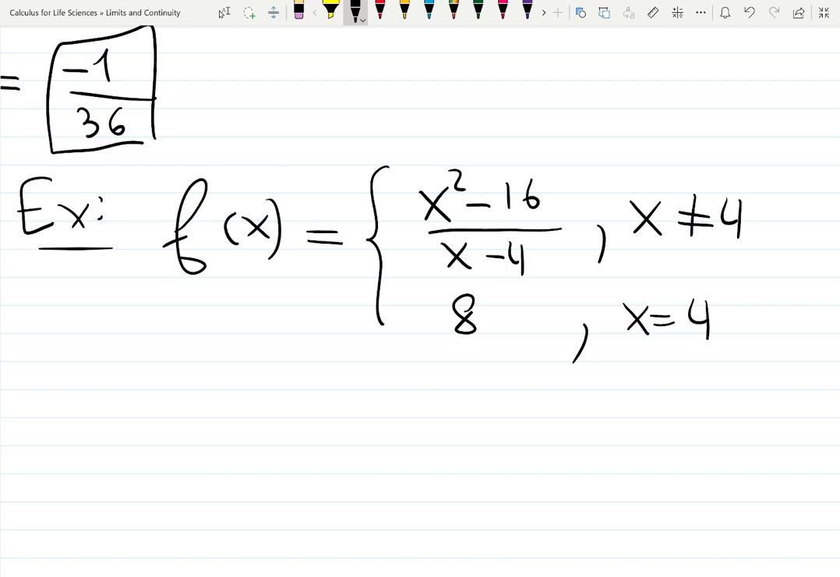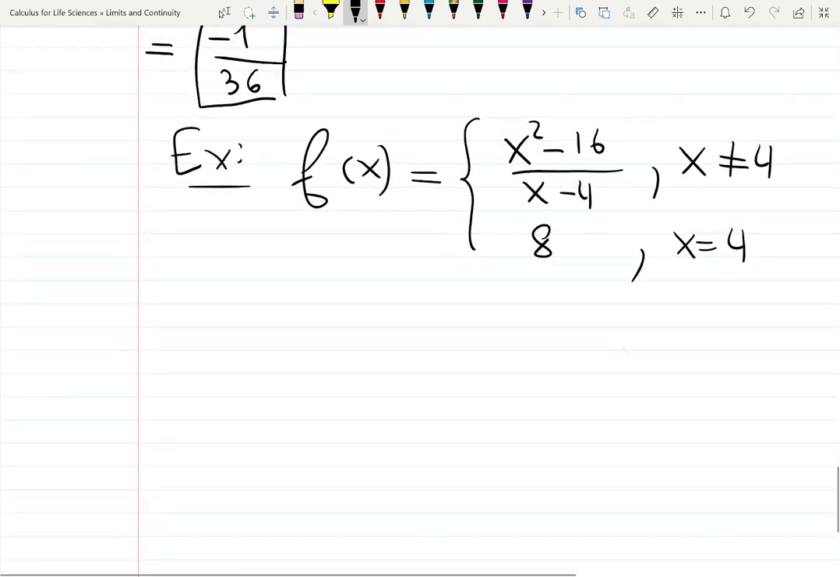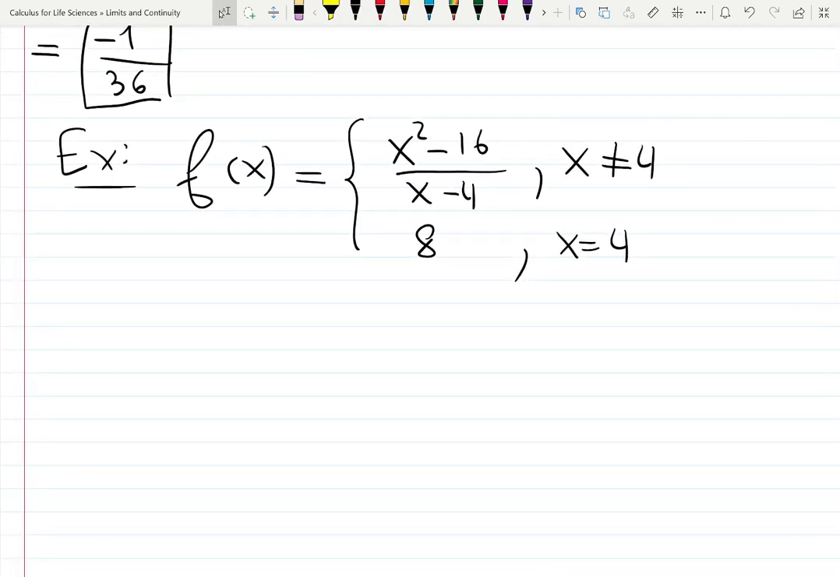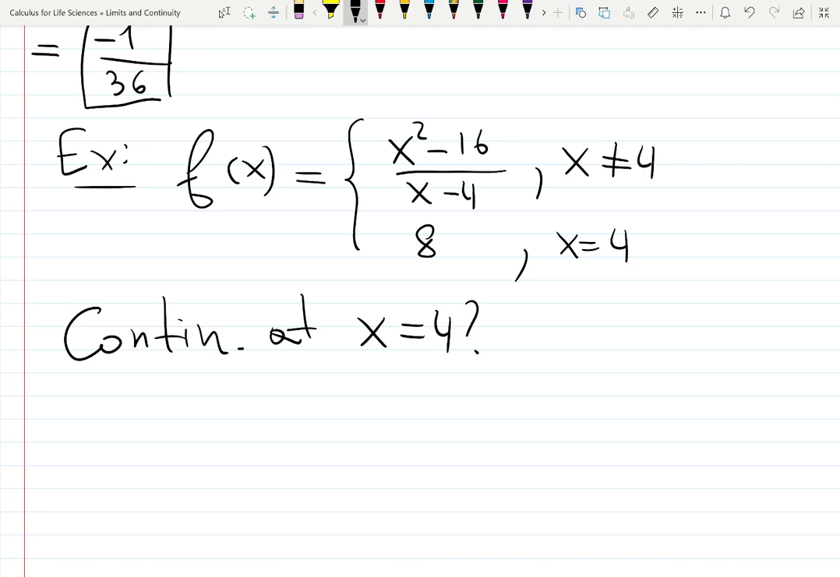And they say, you know what, let's not divide by 0 ever again. So let's x not to be 4. If x is 4, just answer 8. It's like literally kind of cheating on the question. Instead of dividing by 0 and calculating, they say, just make it 8. That's fine. So question, is this function continuous at x equals 4 or not? That's it.